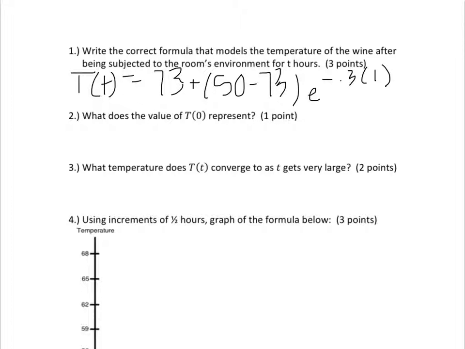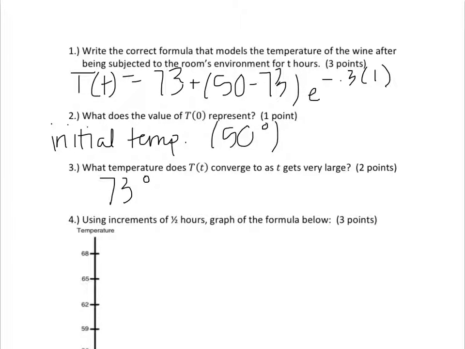Question 2 asks, what does the value of T of 0 represent? And that represents the initial temp of the object. And in this problem, it's 50 degrees. What temperature does T converge to as lowercase t gets very large? And when you put in a very large number for T, you find that it converges to 73 degrees, which is room temperature, or at least the temperature of that room.